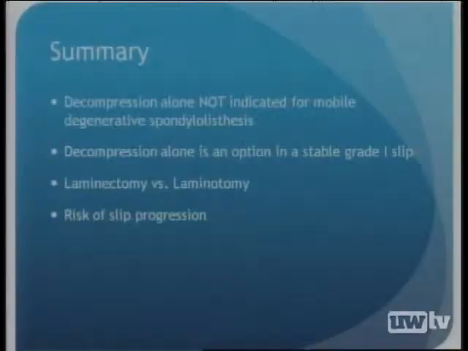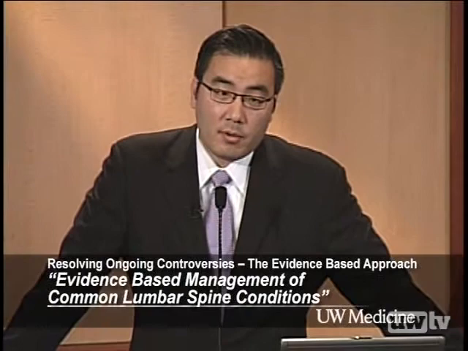But in summary, decompression alone is not indicated for a mobile degenerative spondylolisthesis. Decompression alone is an option in a stable grade 1 slip. I think there are numerous factors that go into the decision making regarding laminectomy versus laminotomy. And I think we always have to be mindful of the possibility of risk of slip progression, even in patients without a preoperative slip. Thank you.